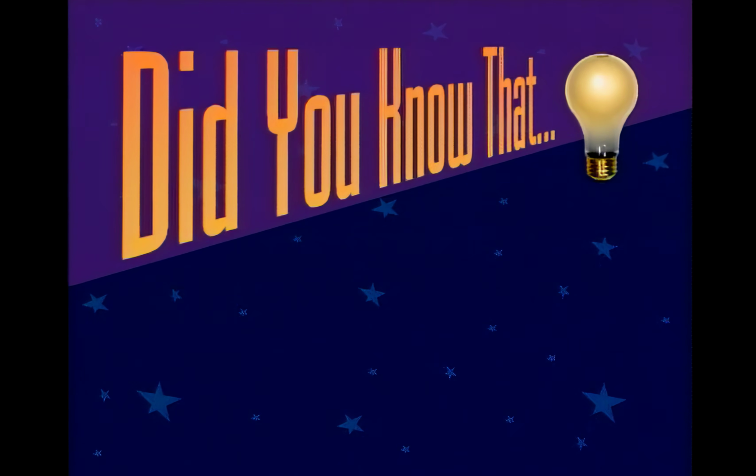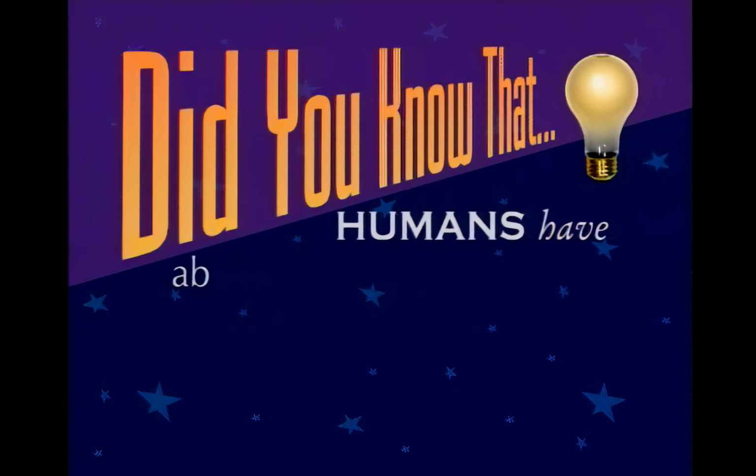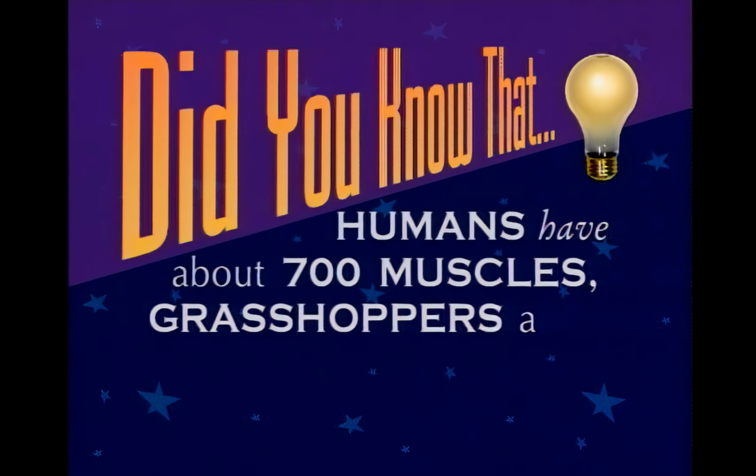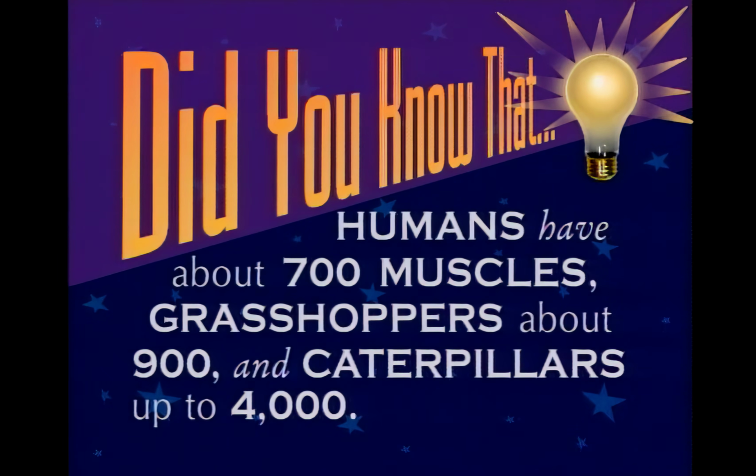So an insect might be thinking, I know what I'll do. I'll fly over to that bright patch of light. Hey, what are you doing? Quit bugging me. See that bugging me? Get it? Bugging me? That's your insect compound eye comedy right there. Did you know that? Some insects can lift 50 times their body weight with their mouth parts. Humans have about 700 muscles, grasshoppers about 900, and caterpillars up to 4,000. Now you know!